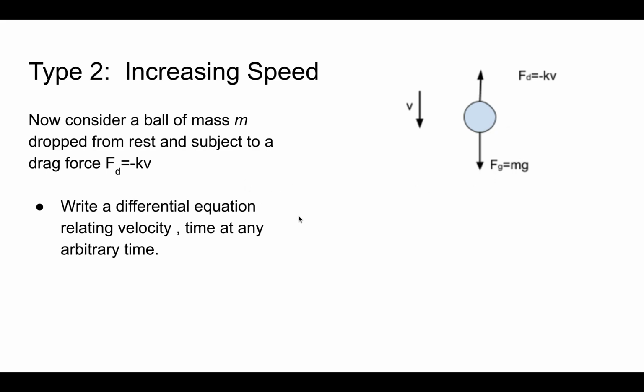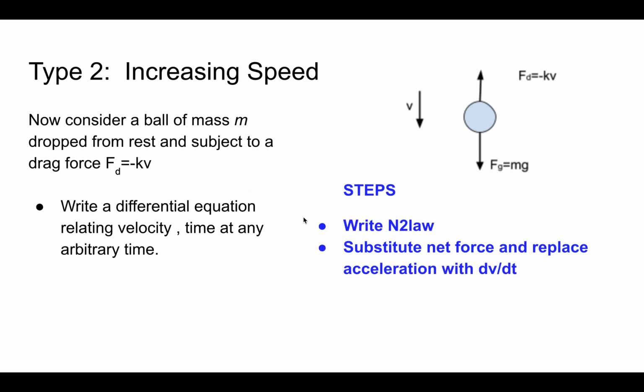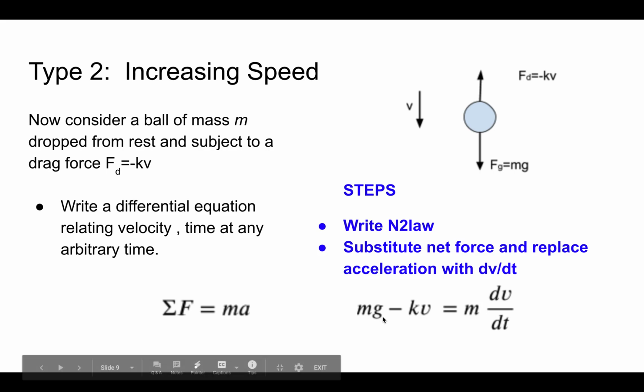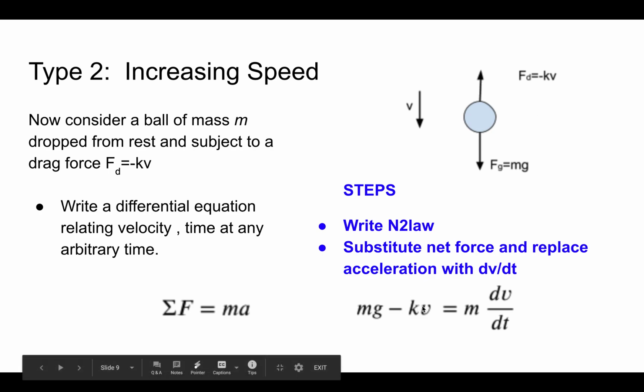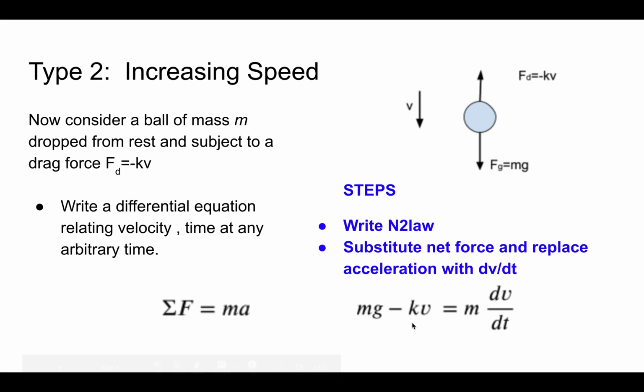Again, we're going to follow the same steps for the differential equation. You're going to write Newton's second law, substitute the net force, and replace the acceleration with dv dt. Again, don't put the double negative in here. Don't tell me, I know we've only just talked about the magnitude of these forces, but I'm putting that negative sign in again to just remind you that it's this resistive force. So mg minus kv, we still have the right idea that we're taking the difference between these two forces.